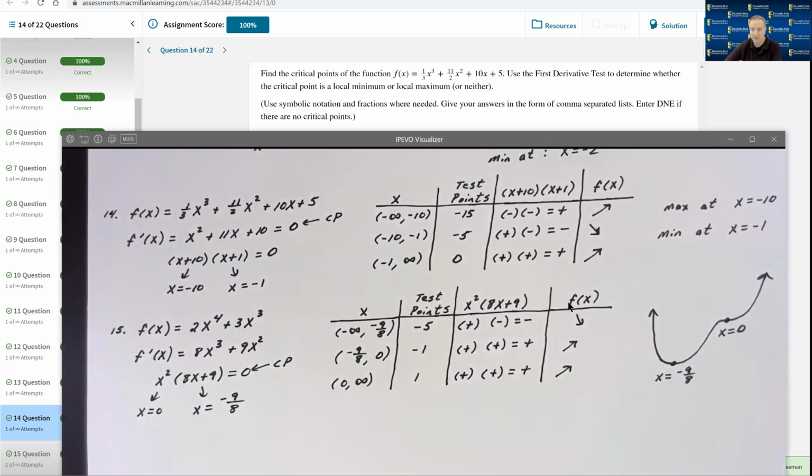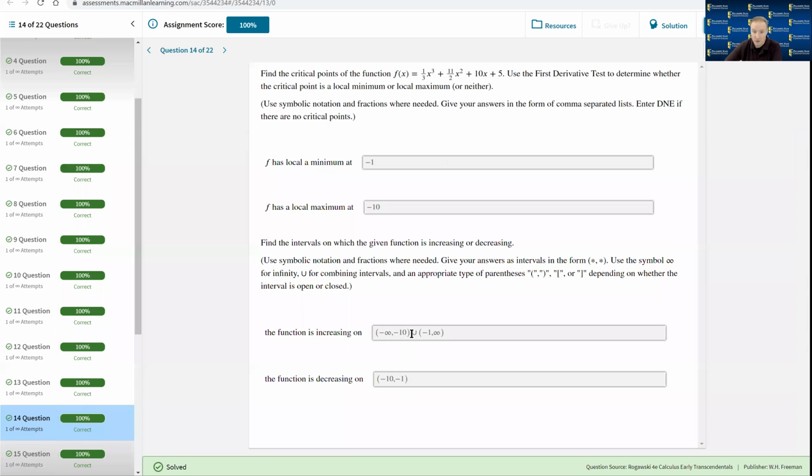You can say, well, it's increasing whenever the function is going upward. So it's increasing from -infinity to -10. And please don't forget to put the union in between your two groups. So -infinity to -10, union, -1 to infinity, decreasing between -10 and -1.